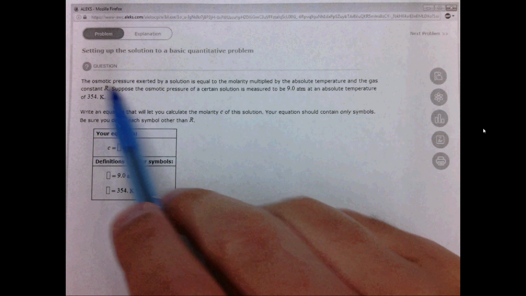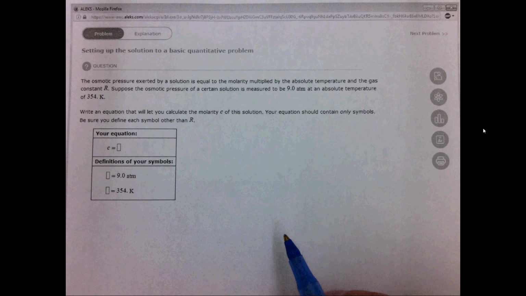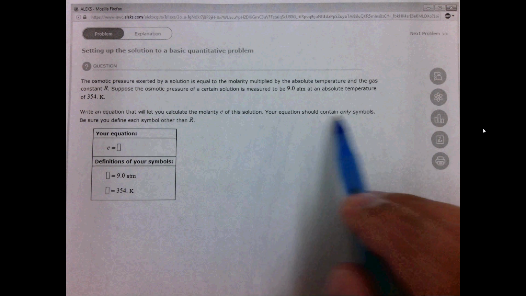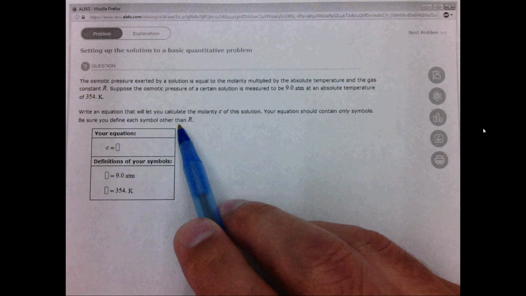Here it says the osmotic pressure exerted by a solution is equal to the molarity multiplied by the absolute temperature and the gas constant R. Suppose the osmotic pressure of a certain solution is measured to be 9 atmospheres at an absolute temperature of 354 K. Write an equation that will let you calculate the molarity, C, of this solution. Your equation should contain only symbols and be sure to define each variable other than R.